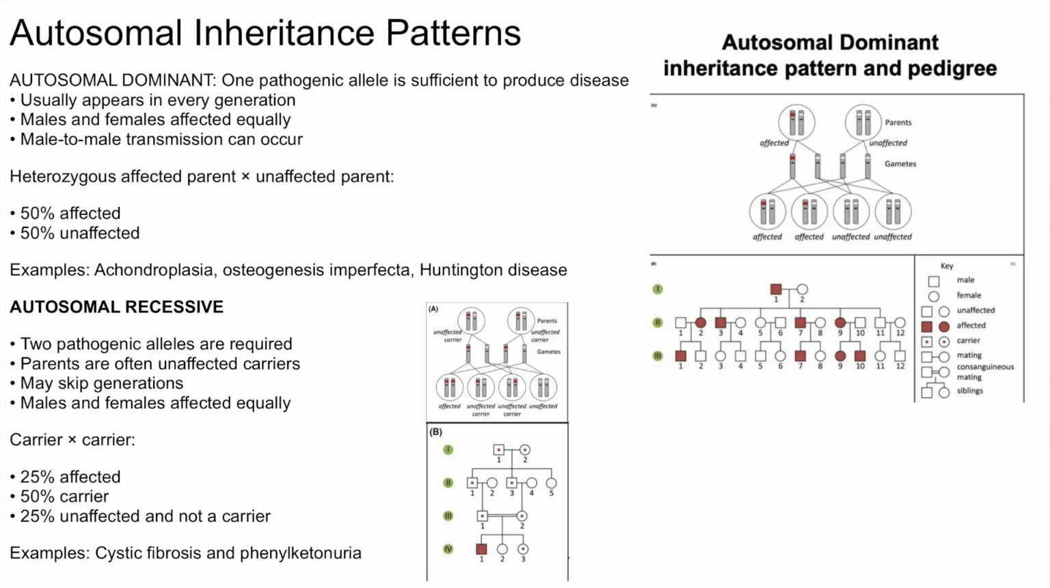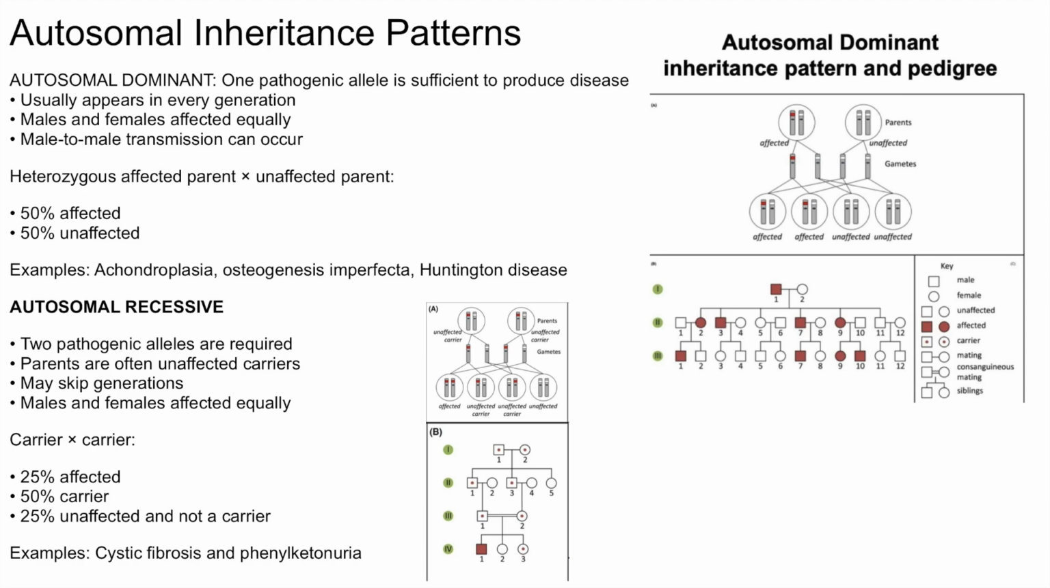Autosomal dominant disease requires only one pathogenic allele, so it therefore tends to show vertical transmission with affected people appearing in successive generations. Males and females are affected equally, and father-to-son transmission is possible. A heterozygous affected parent has a 50% chance of transmitting the variant with each pregnancy.